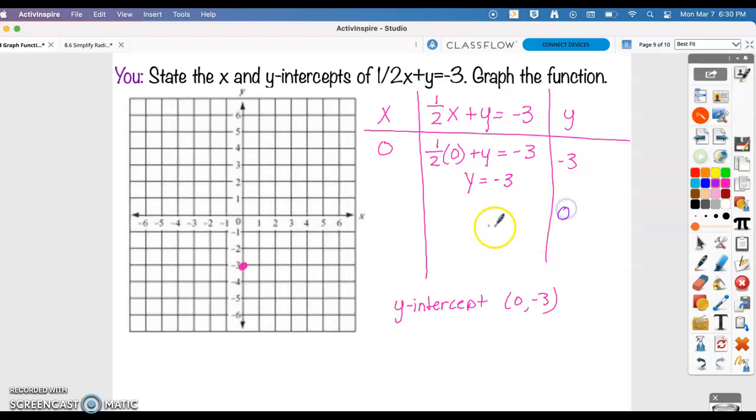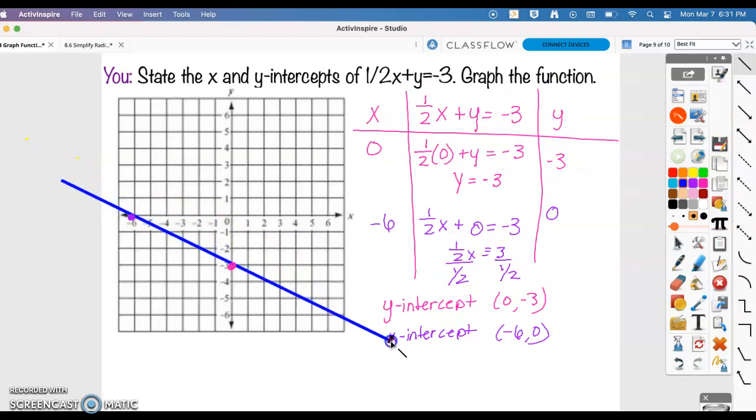Plug in a 0 for y. So we have 1/2 x plus 0 equals negative 3. So 1/2 x plus 0 is just 1/2 x. It's negative 3. Now it's being multiplied, so you divide by 1/2. Negative 3 divided by 1/2 is negative 6. So that's my x-intercept, (-6, 0). So I go over to negative 6 and I don't go up any because this is where it's going to hit that x-axis. And I draw my line.